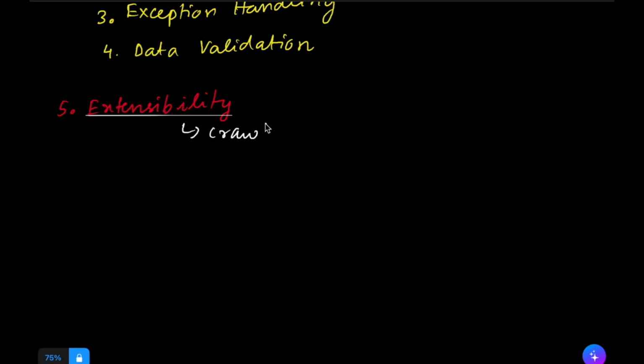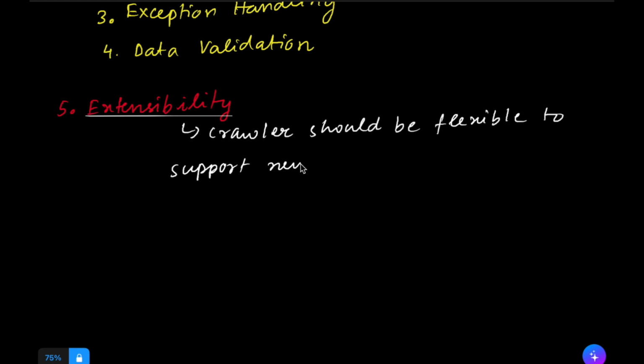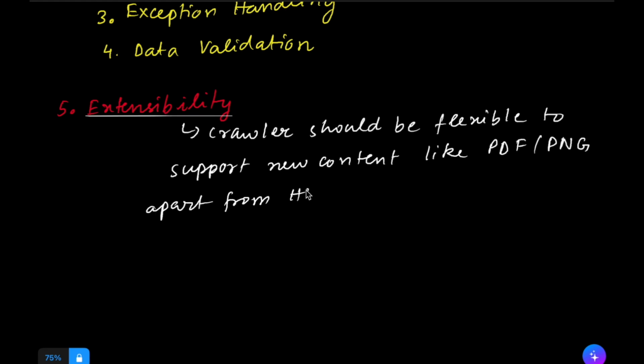So to write it down, crawler should be flexible to support new content like PDF or PNG apart from HTML with minimal changes.